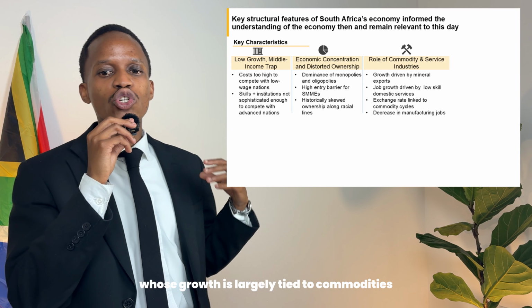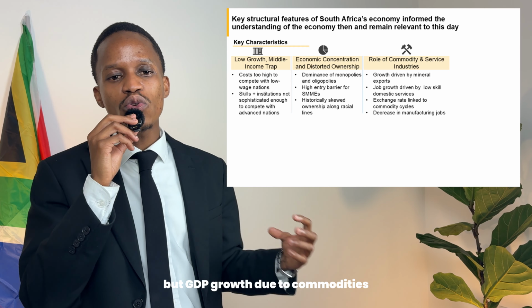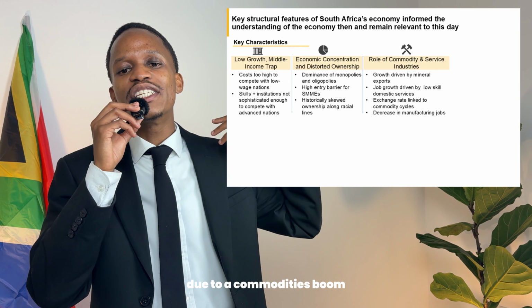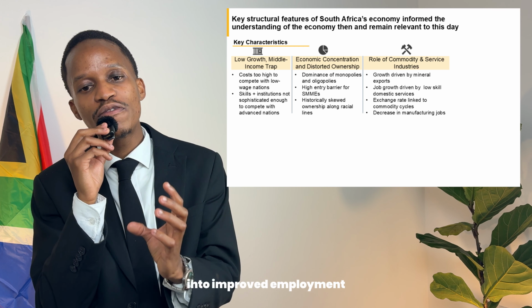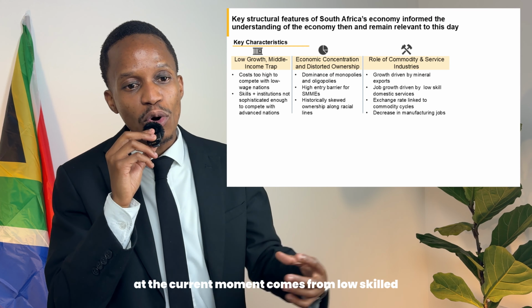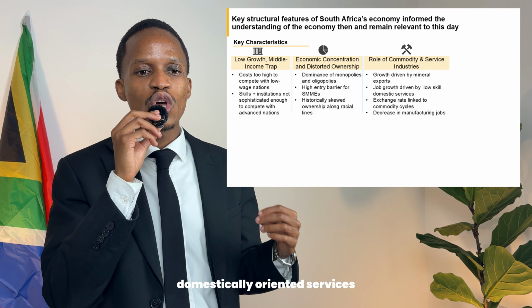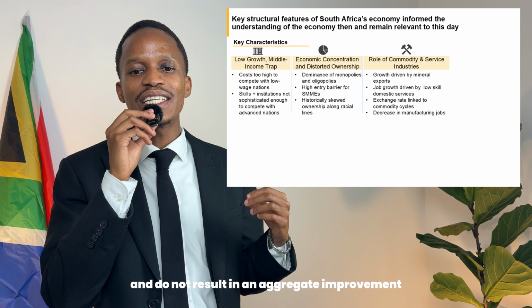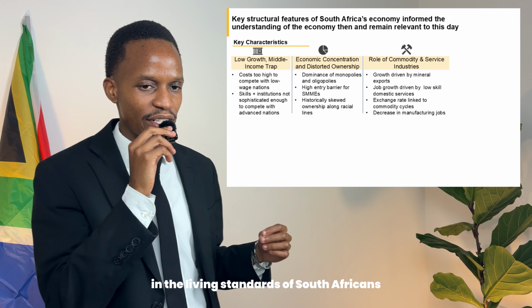So we have an economy whose growth is largely tied to commodities. But GDP growth due to a commodities boom does not necessarily always translate into improved employment. And a lot of the employment growth at the current moment comes from low-skilled, domestically oriented services, which are low-paying and do not result in an aggregate improvement in the living standards of South Africans.